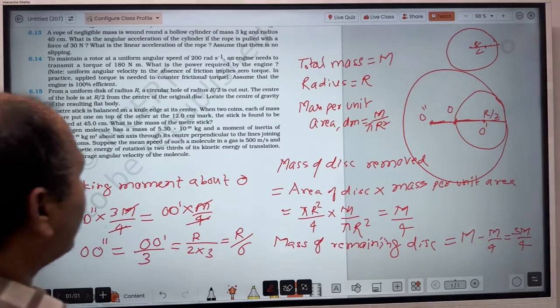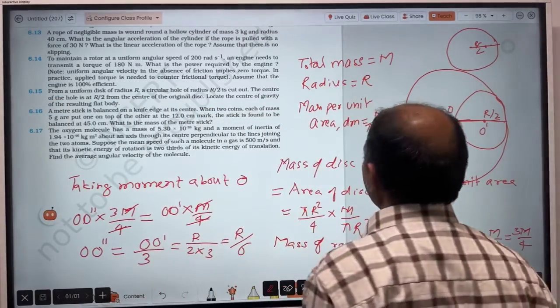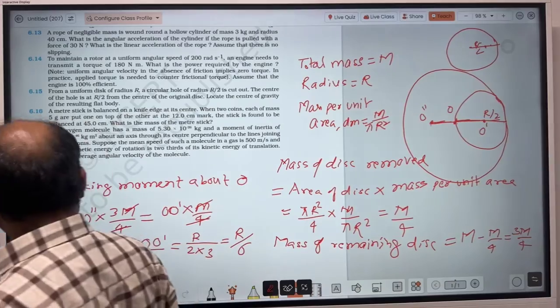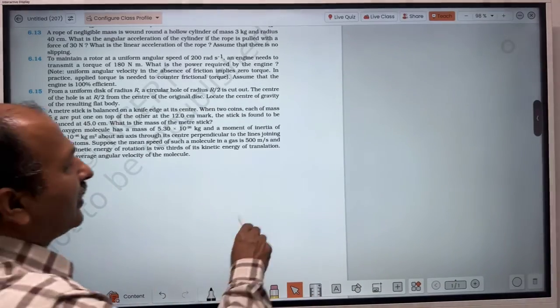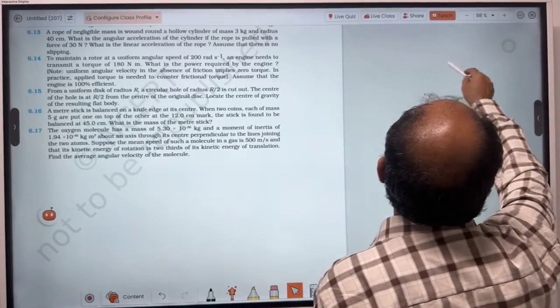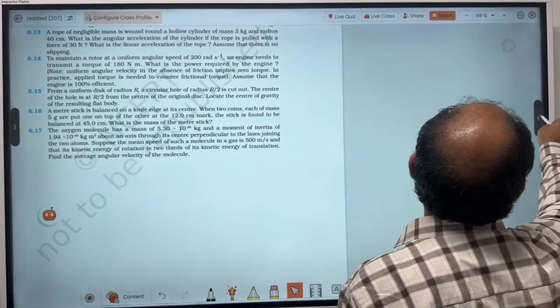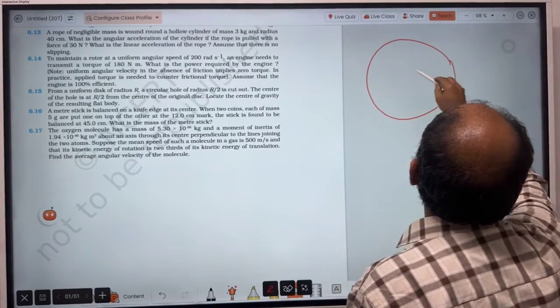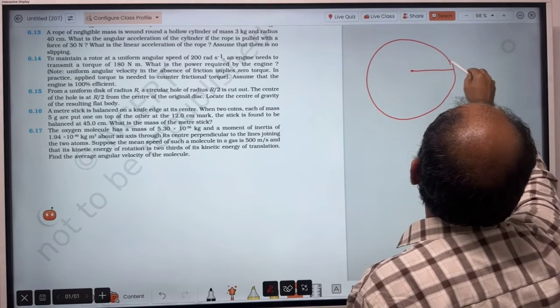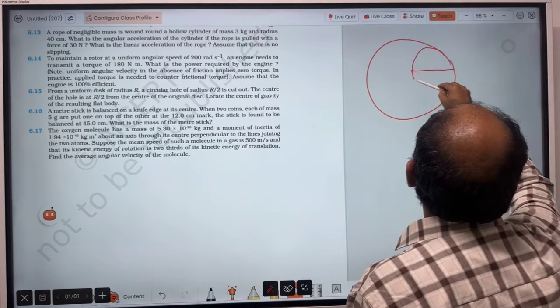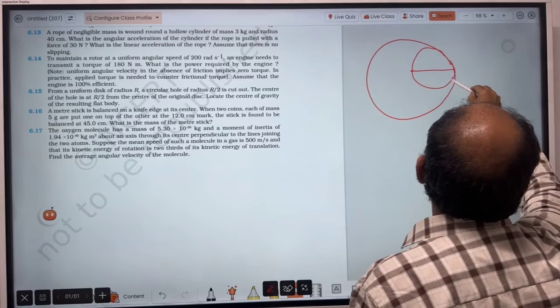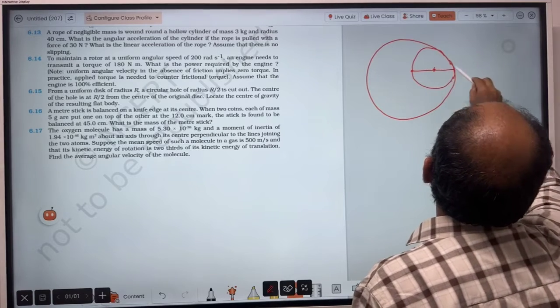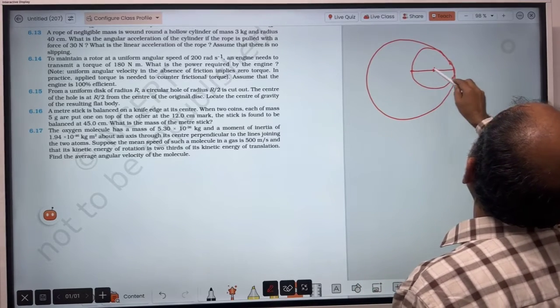Did you understand? Should I tell you once again? I think the thing is clear. Once again, let's do a brief summary. So what is happening here? This is the bigger disk whose radius is R. Now here a small disk is removed. So the radius will be R by 2.